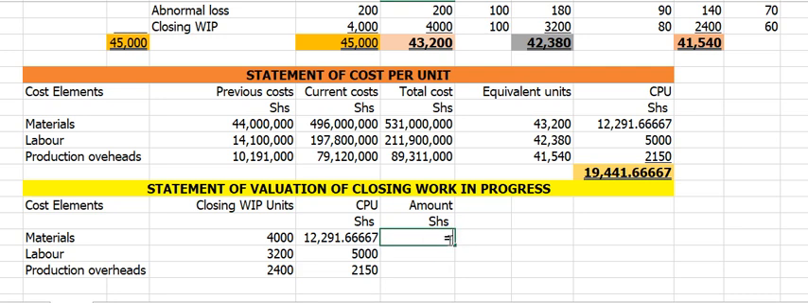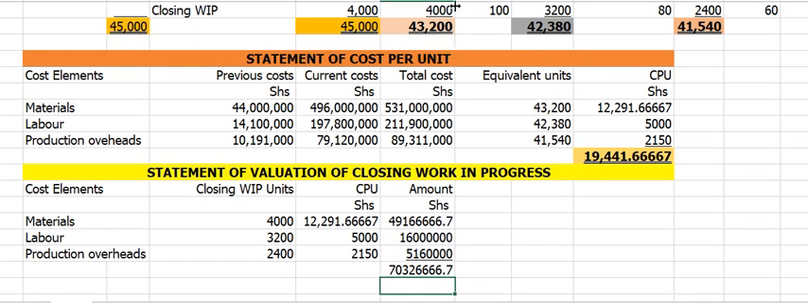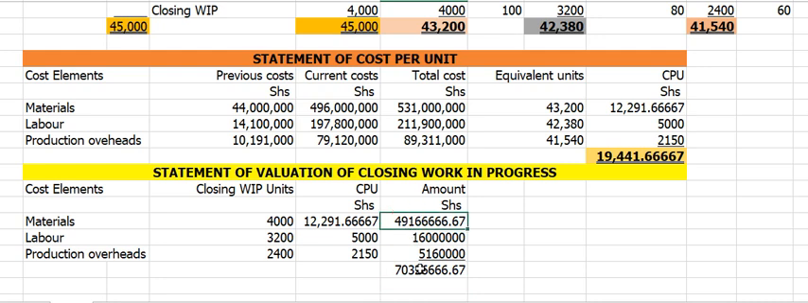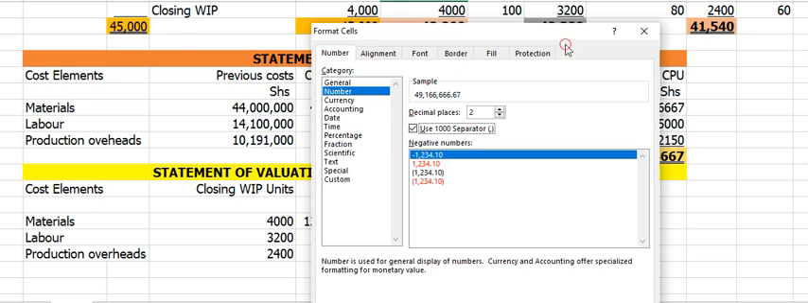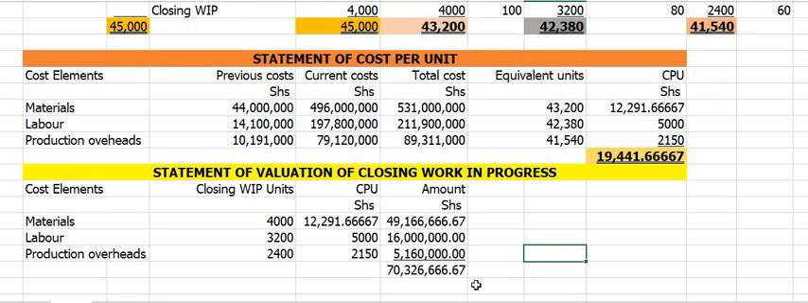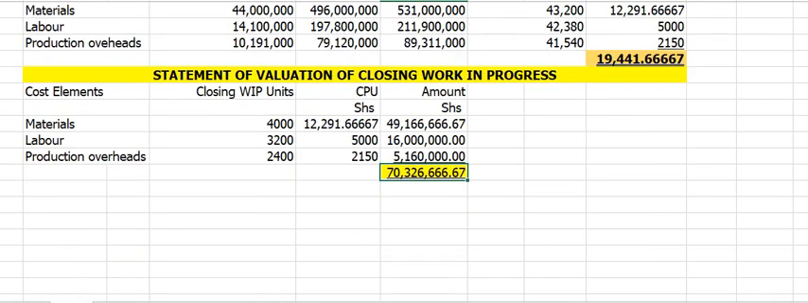This, simply multiply like this. Then you add, you get your total value of the closing work in progress. So that is the value of your closing work in progress. That is what we have, which is around 70,326,666.67. That is our statement of valuation of closing work in progress. In other words, that is your value of the closing work in progress.